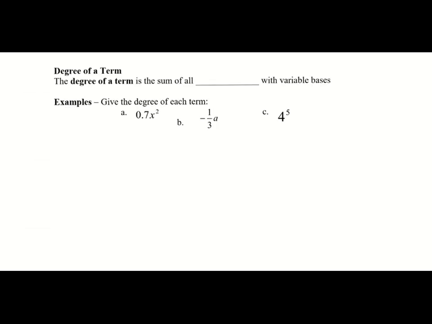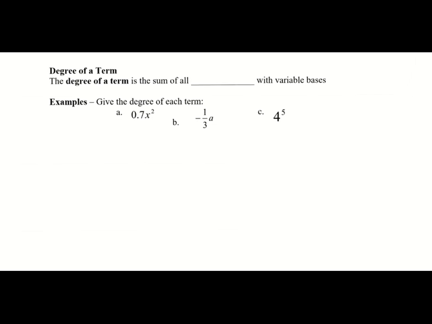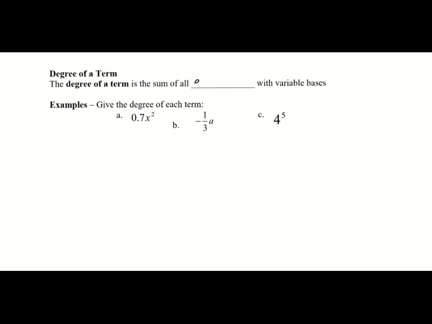Next, we are going to look at the degree of a term. You may have heard me mention in the first slide, I talked about the degree of the polynomial. So the degree of a term is the sum of all the exponents with variable bases. So again, you're looking at all the variables in the term, and you're adding up those exponents. Only the variable parts, not the number parts, if they have exponents.